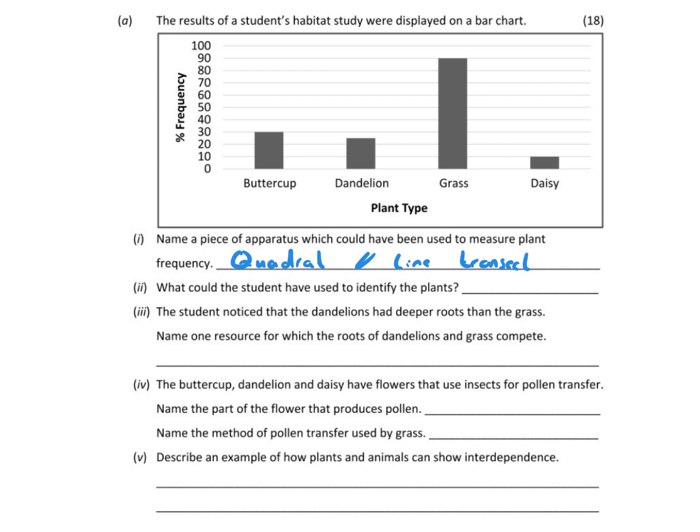What could the student have used to identify the plants? So we would use a key. We've mentioned that a few times. Use a key for your plants and your animals.